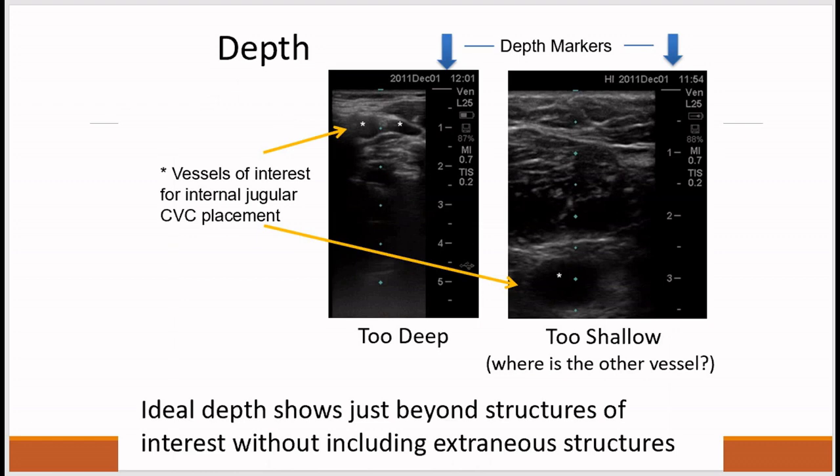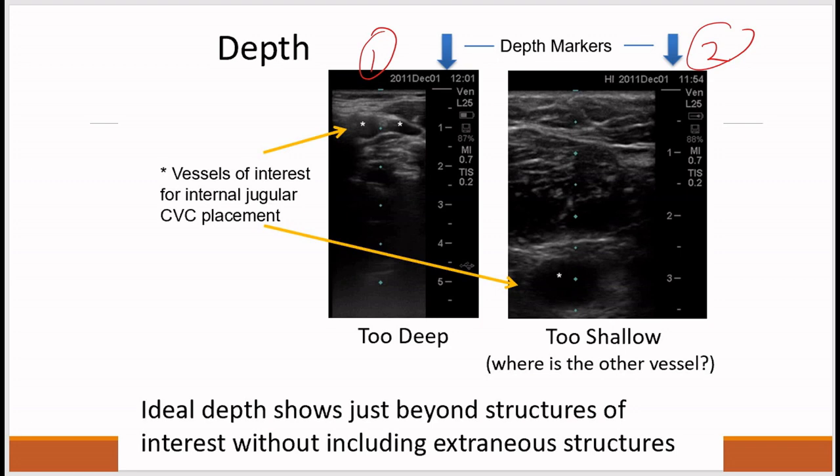And when you're doing ultrasound, it's important to make sure you have the optimal depth. So here in the first window, we can see that the depth is too deep. On the second window, you can see that the depth is too shallow. And on the side, you got the depth markers, and they're measured in centimeters. So an ideal depth shows beyond structures of interest without including extraneous structures.